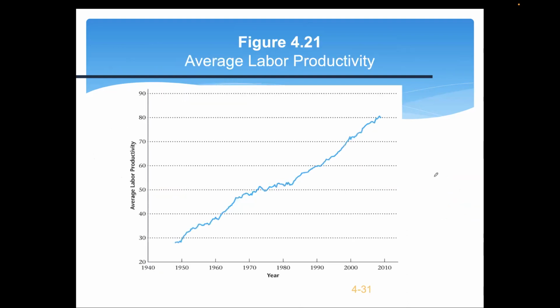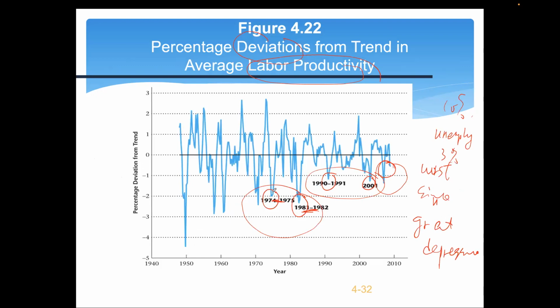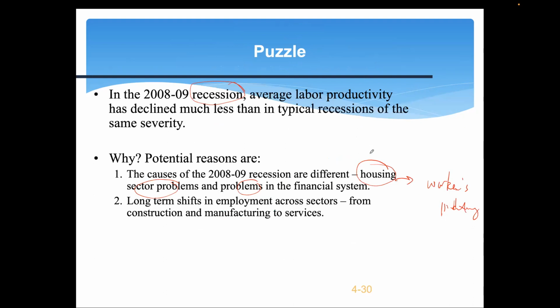This is different from, say, for example, if we look at 1974, it has big impact on labor productivity because this is an oil shock. Oil price skyrocketed. That's going to reduce the productivity. Okay? And similarly in 2001, so this is internet boom bust. So that's going to reduce productivity. Okay? But in the 2008, 2009 recession, it's largely caused by housing market collapse.